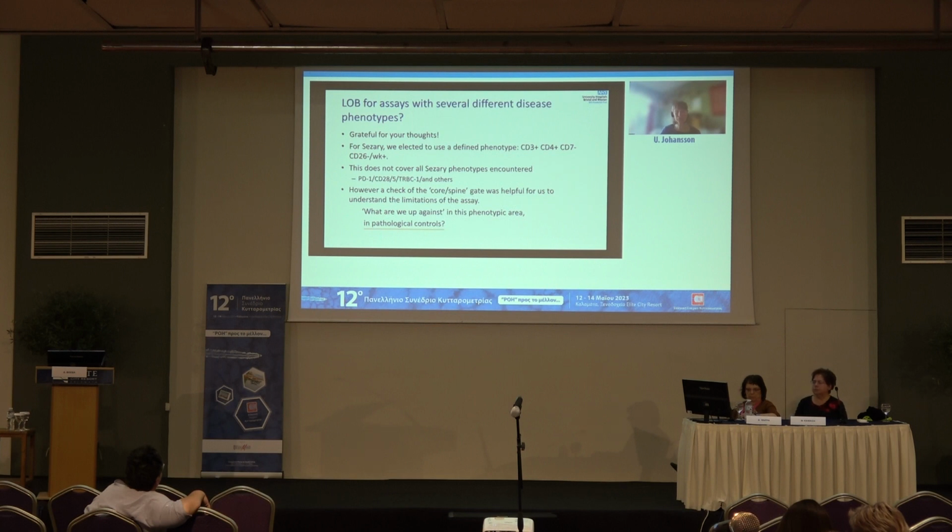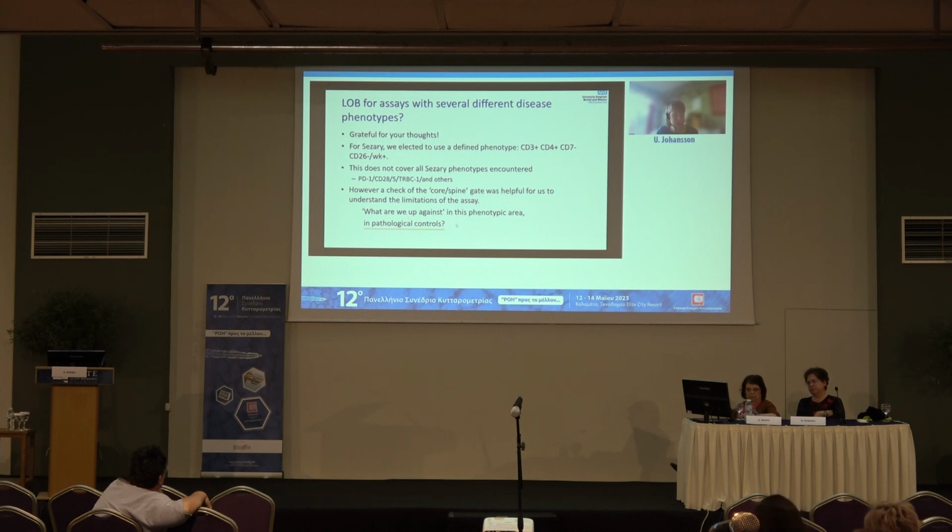phenotypes, and you cannot make a limit of blank for each and every one of those phenotypes that your assay can detect. So what do we do? Well, we consider that the core typical phenotype is the one that we definitely have to do. And so we do that, and that gives us a good understanding of what that assay is capable of doing for this very typical phenotype.